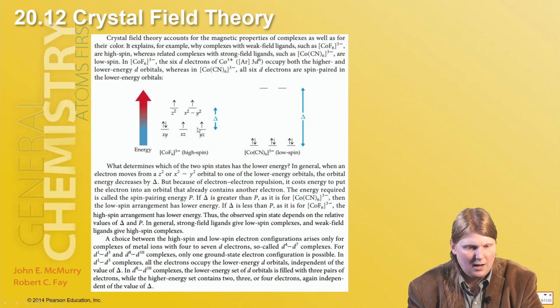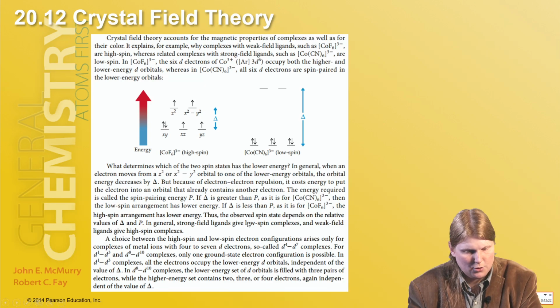And they can see how a high spin and a low spin can have differences, depending on which of the spins has lower energy. In general, when an electron moves from the z squared or x squared minus y squared orbital to one of the lower energy ones, the orbital energy decreases. So having more electrons down there tends to help you out. Because of electron-electron repulsion, it costs energy to put an electron in an orbital that already contains an electron.